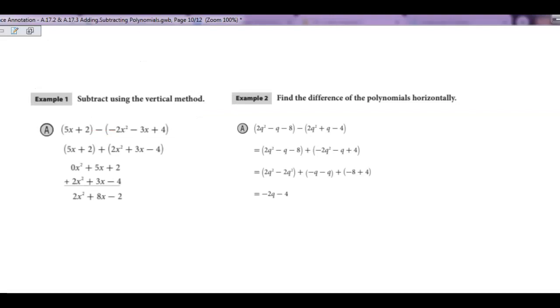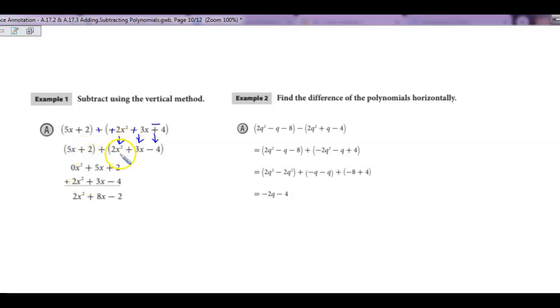Again, we can do a vertical or horizontal. Vertical, the first thing I would do would be to change everything to its opposite. So the opposite of -2 is a +2. The opposite of -3 is +3. And the opposite of +4 is a -4, which you can see down below. And because I changed everything, this now becomes plus. Now I can drop those.